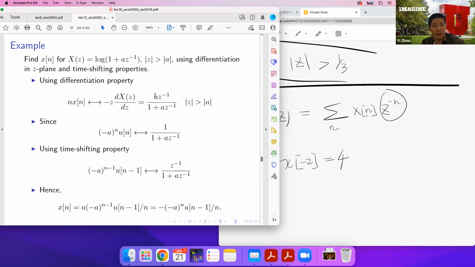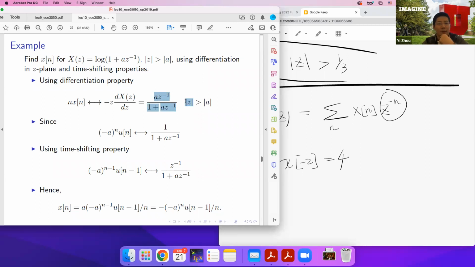And then for the rest of the steps, we still have 2 steps. Step 1, we need to figure out what is the signal corresponding to this Z transform. Once we have that, we just divide it, because this signal corresponds to n times x[n]. So we just divide it by n to get the original signal x[n].